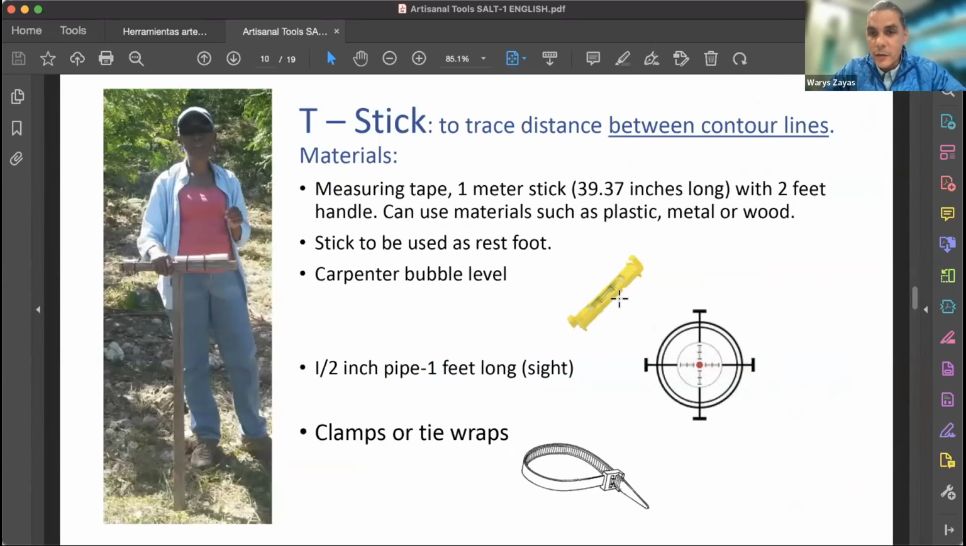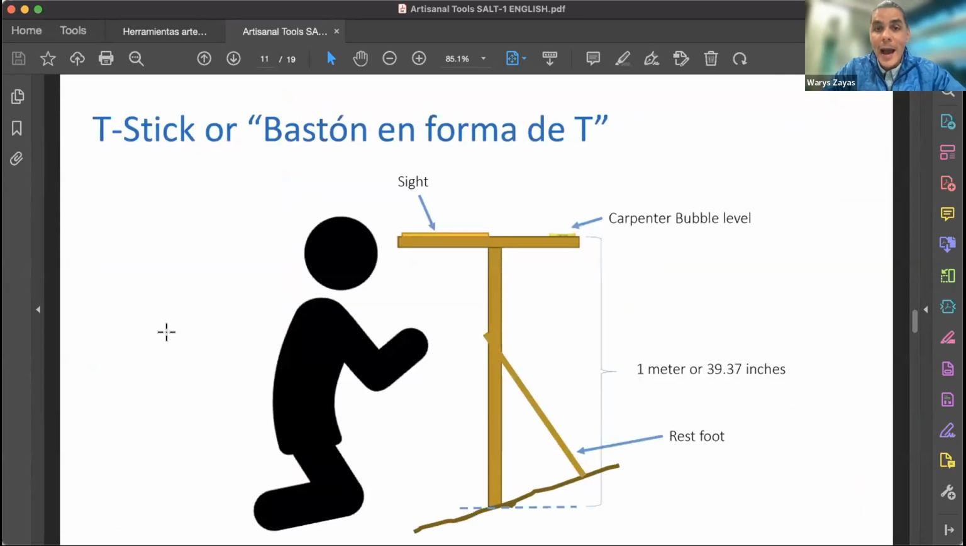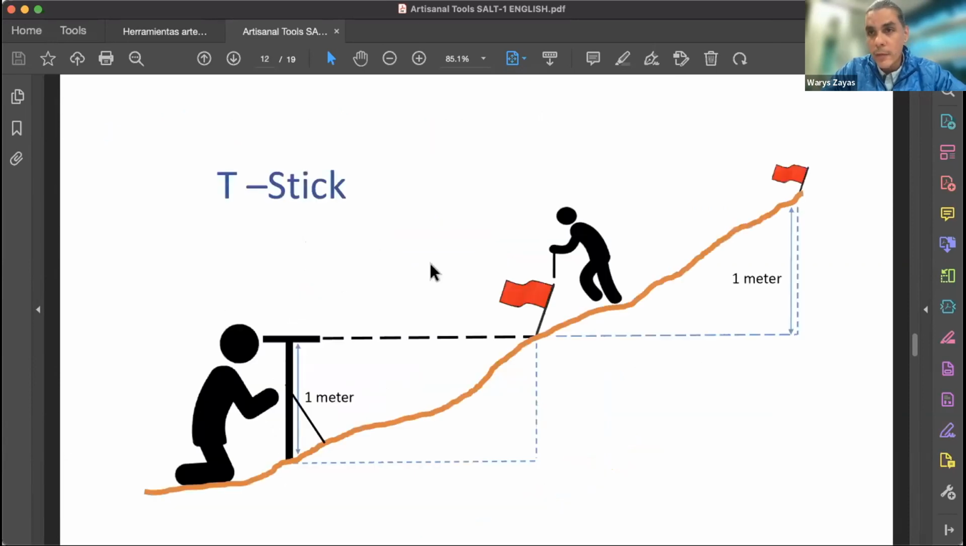The T-stick uses a bubble level and could be, as you see here, built from lumber or even PVC, as I made mine too. And you use this to measure that distance in the field, right? For example, what we do is we identify our first point and how far the next one will be, in function of 1 meter of distance.